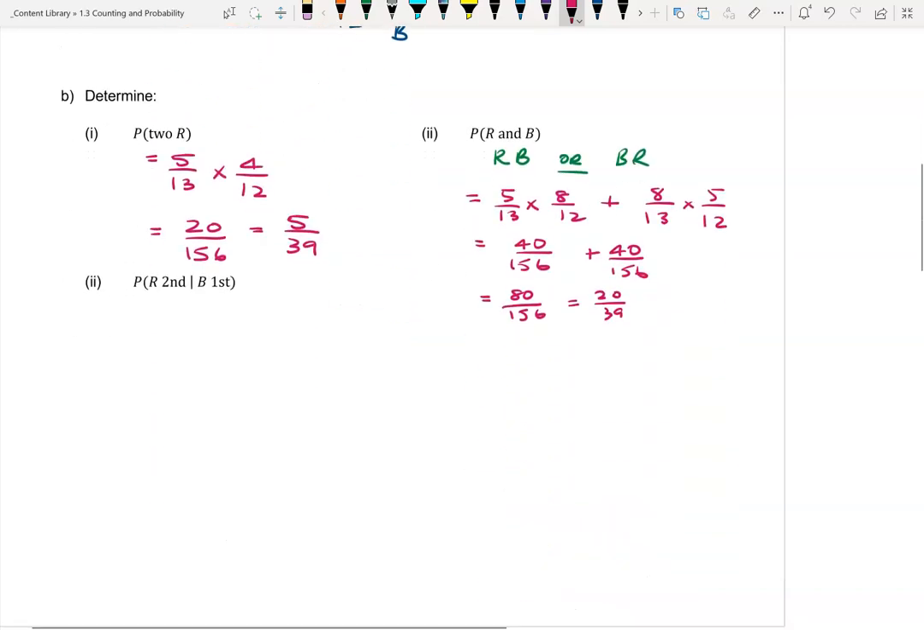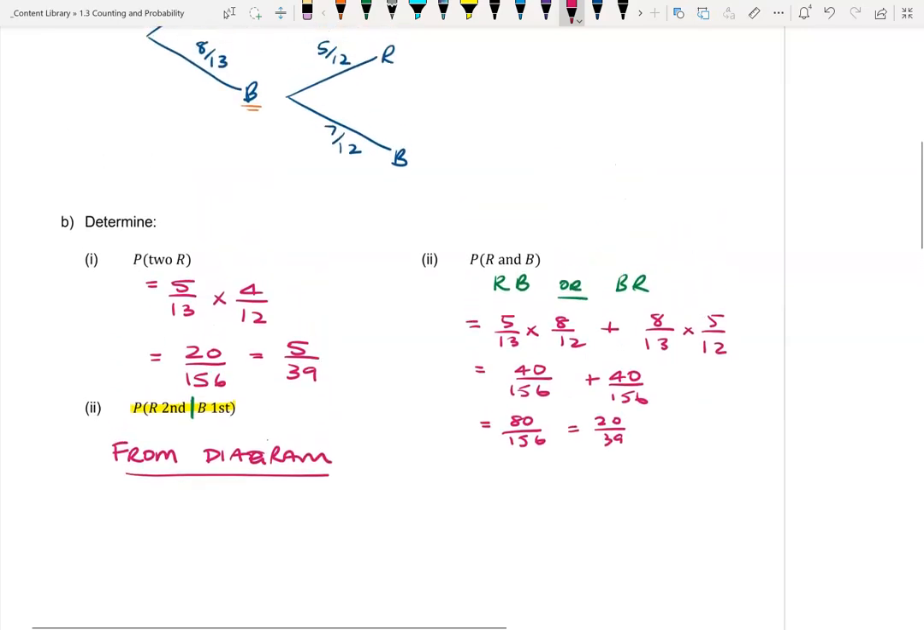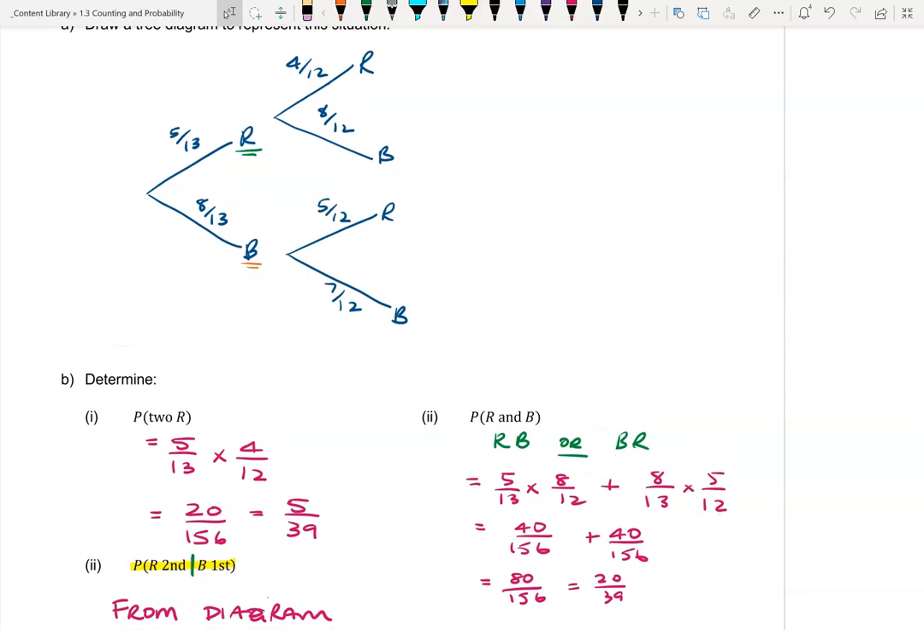So let's consider this situation where we have a condition. What's the probability that a red marble is chosen second, given, and there's our given line, given we know blue was chosen first? Well, from the diagram, we can actually clearly see the answer to this problem. From our diagram, given that blue has already been chosen, we are reading off this first branch. If blue was chosen first, the probability that a red is chosen second is simply 5/12.